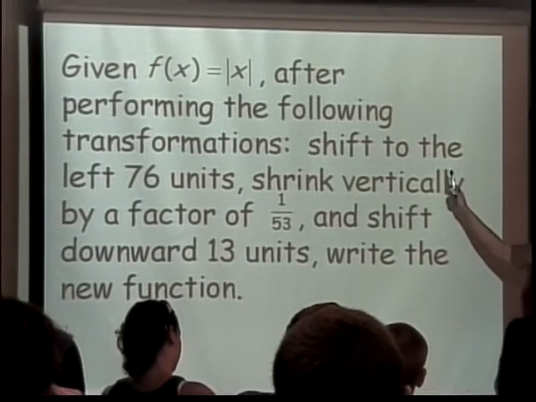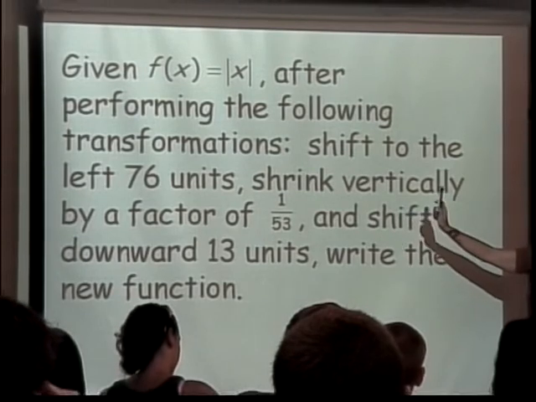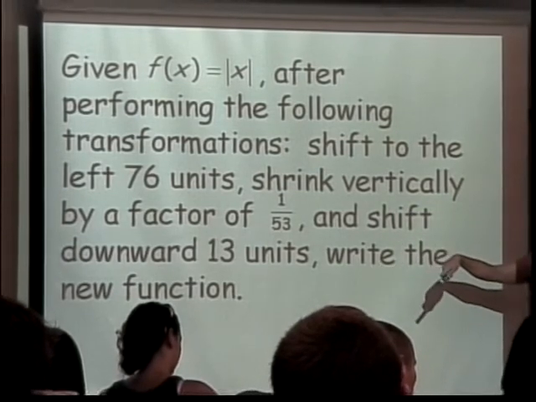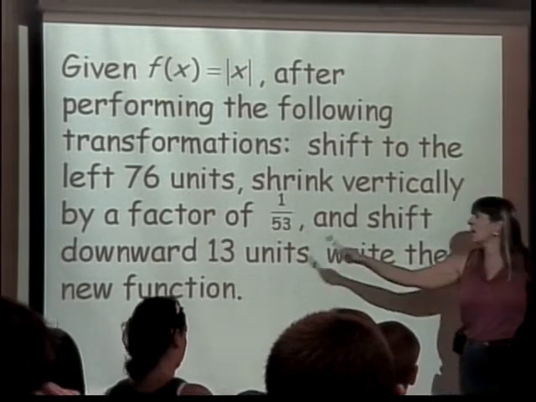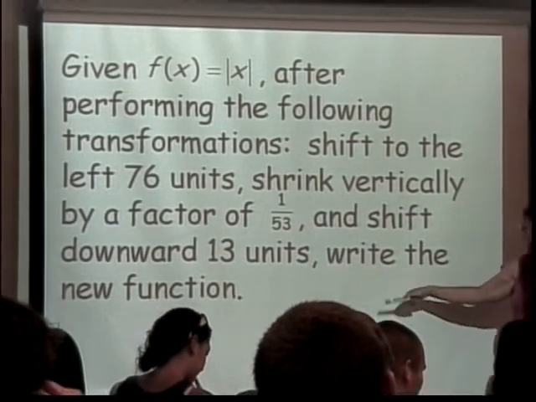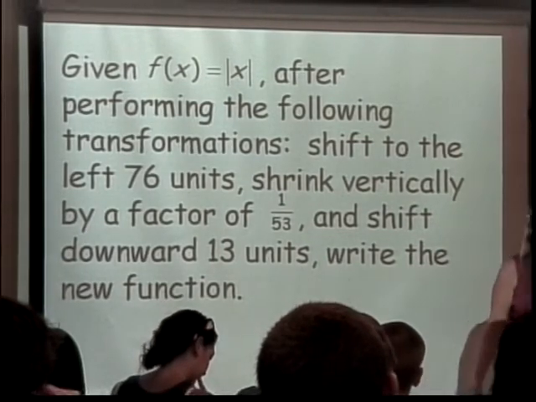We want to shift this left 76 units, shrink it vertically by a factor of 1 over 53, and shift it downward, or down, by 13 units. Write the new function. That's your job.